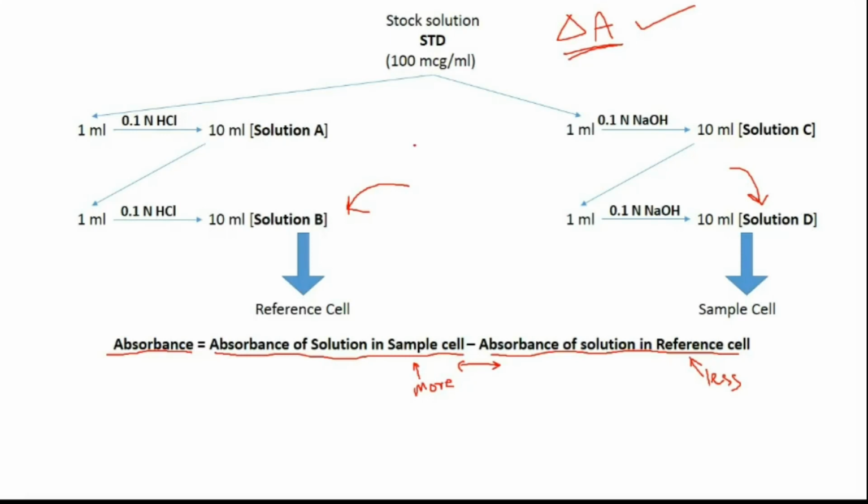So instead of taking two different readings, how would those two readings be taken? Put solution D in the sample cell and blank in the reference cell. That is one reading. And the second reading: put solution B in the sample cell and blank in the reference cell. Now I will get two readings, one for D, one for B. Then I am going to subtract the absorbance of D minus the absorbance of B. Then I will get delta A.